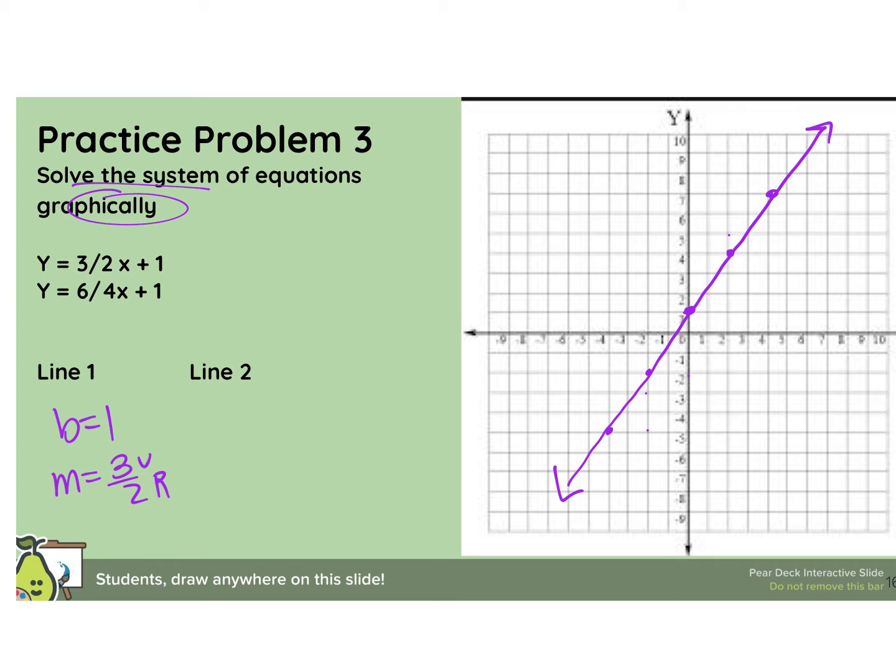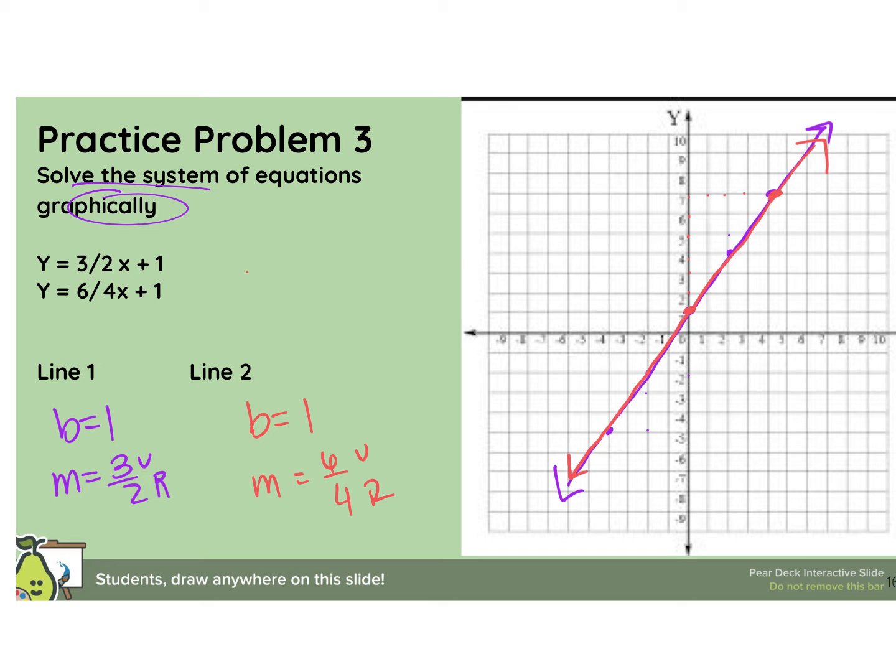Then we're going to switch colors for the second line. Y-intercept is the same. Slope is 6/4. That's up and to the right. 1, 2, 3, 4, 5, 6. 1, 2, 3, 4. So these are going to be the same line because I've got 2 points that are the same, so I don't have to draw anymore.